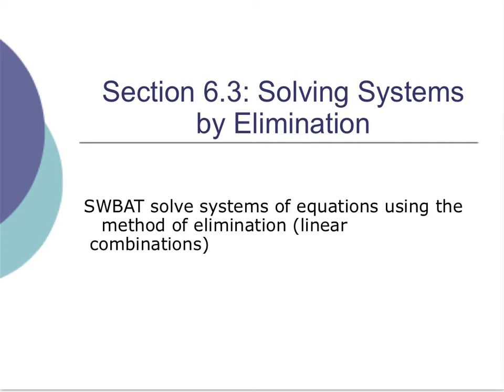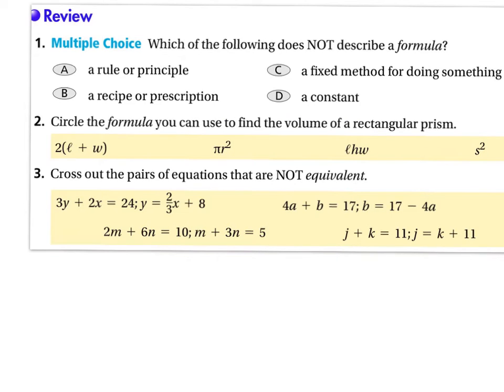Chapter 6, Section 3, Solving Systems by Elimination. This is the third method of solving systems. The first one was graphing, the second one was substitution, and now we'll talk about the third one, elimination. Let's do a bit of review to get our brain working.